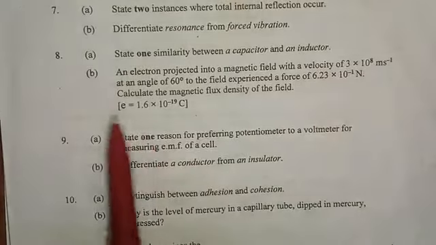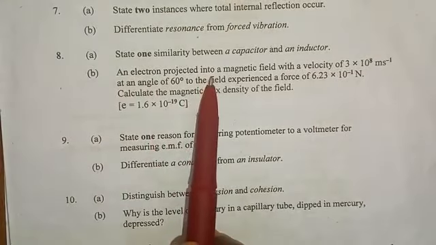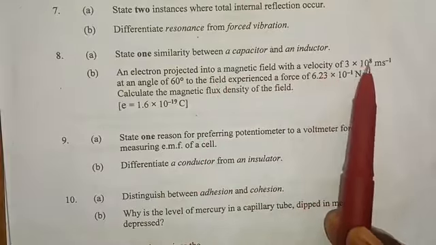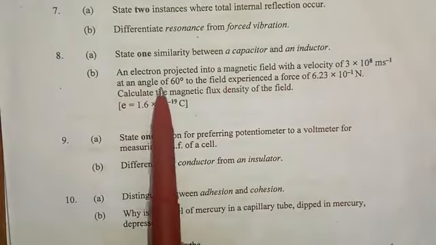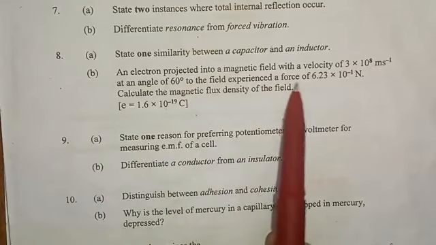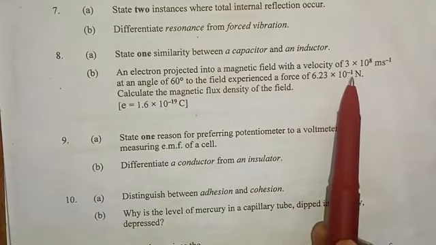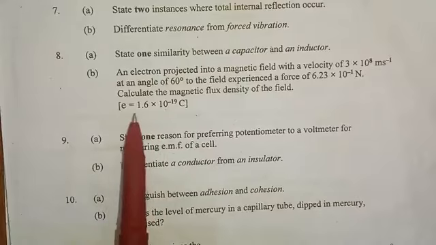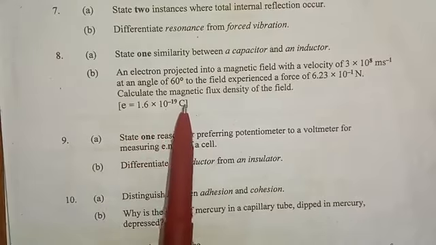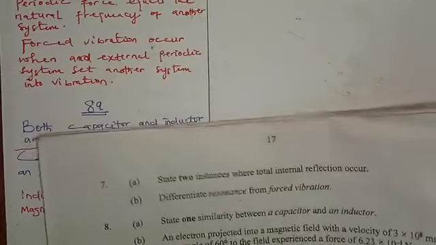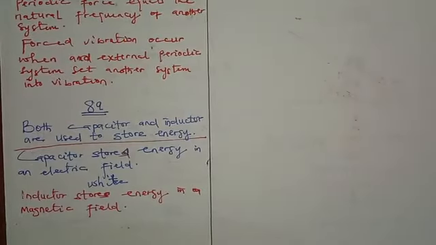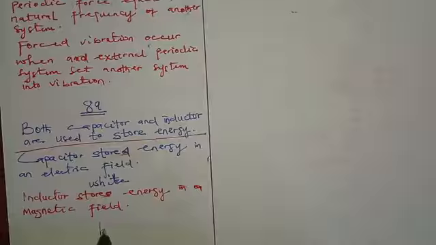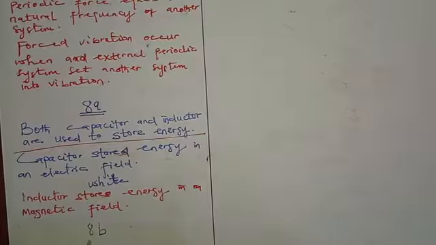So question 8b says, an electron projected into a magnetic field with a velocity of 3 exponential 8 meters per second at an angle of 60 degrees to the field experience a force of 6.23 times 10 raised to the power minus 1 Newton. Calculate the magnetic flux density of the field, given that the electron or the charge is 1.6 exponential minus 19 coulomb. Right? This is one of the simplest questions also. This is under the force experienced by a moving charge in a magnetic field.